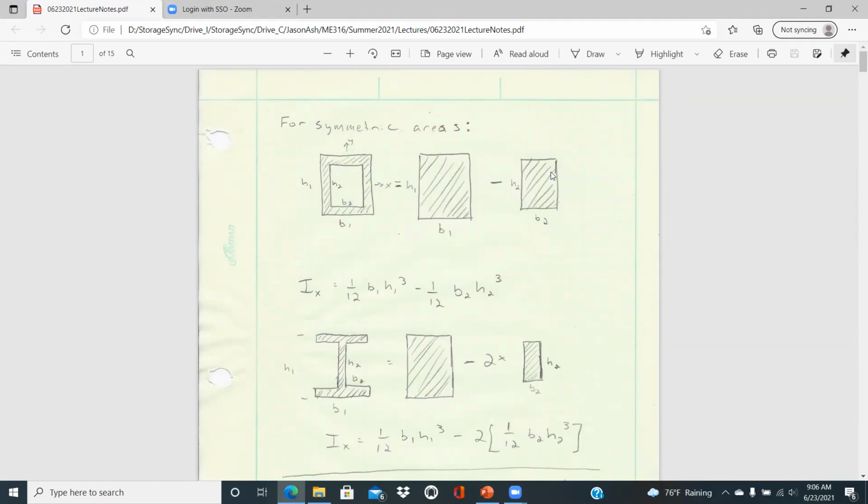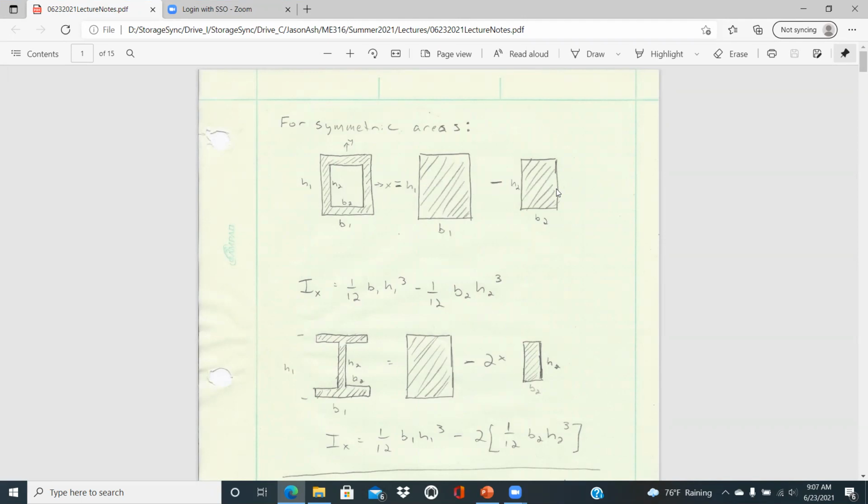In that sense, it's similar to calculating the cross-sectional area of, say, a circular tube. You take the area of the outer diameter minus the area of the inner space, and you get your cross-sectional area. It's the same principle that applies here, but for this to be valid, you do have to be dealing with a symmetric cross-section. For this case, our x-axis represents the line of symmetry for both the larger rectangle and the smaller rectangle.